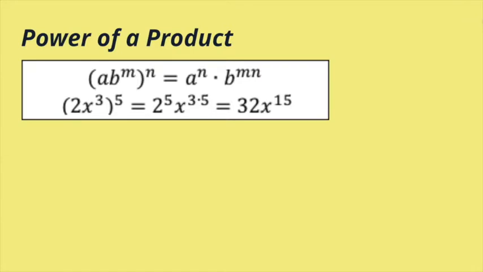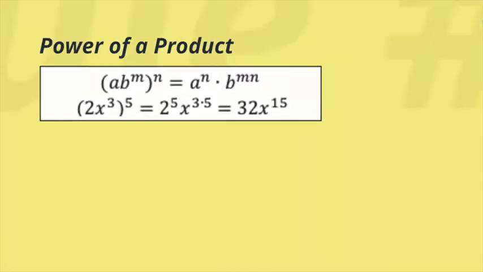So in our example here, we have 2x to the third power raised to the 5th. So we'd have 2 to the 5th power, which would be 2 times 2 times 2 times 2 times 2, which will give me 32, and then 3 times 5, which would give me 15. So our final answer would be 32x to the 15th power.